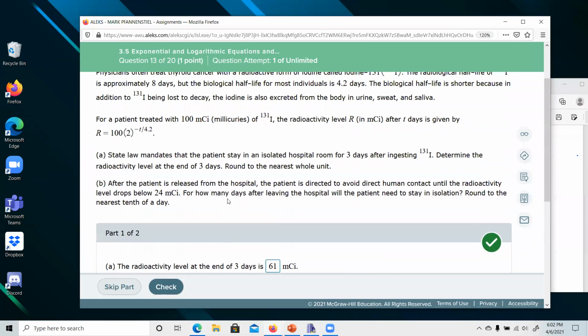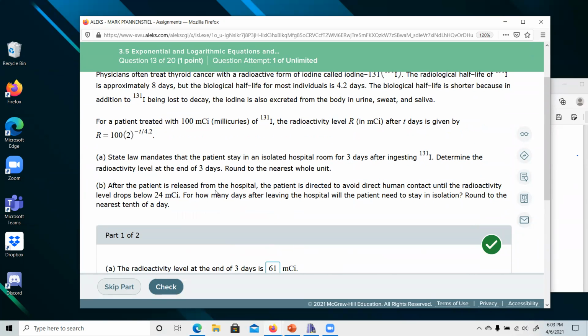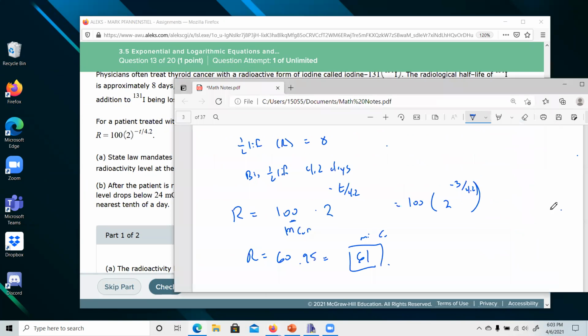Okay, what are we talking about next? After the patient is released from the hospital, the patient is directed to avoid direct human contact until the radioactivity drops below 24 millicuries. For how many days, after leaving the hospital, will the patient have to stay in isolation? Round to the nearest tenth of a day.